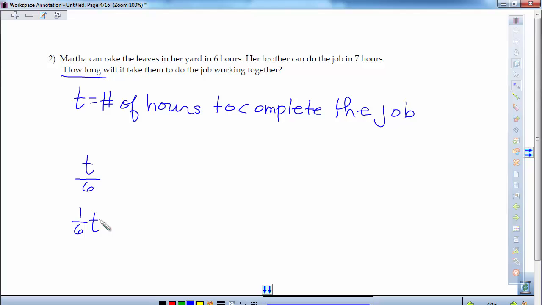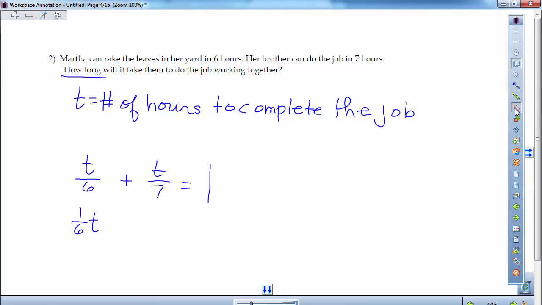Similarly, her brother, who can do the job in 7 hours, that means each hour he does 1/7 of the job. So we're going to write this as plus t over 7. All right, so we're trying to figure out what t is so that at the end of it we can have one whole job done. We want the job to be completed.